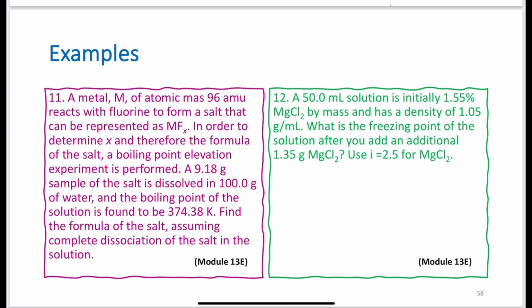Number 12, a 50 ml solution is initially 1.55% magnesium chloride by mass and has a density of 1.05 grams per ml. What is the freezing point of the solution after you add an additional 1.35 grams magnesium chloride? We're going to use a Van Hoff factor of 2.5 for the solution.